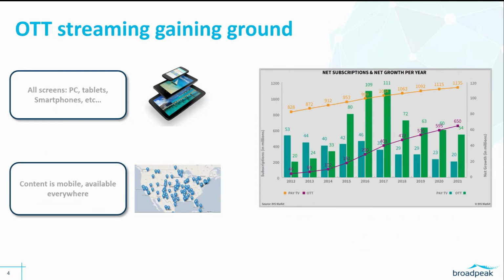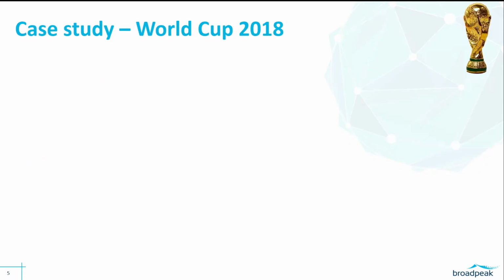A short view of the market around OTT streaming. Everybody knows that OTT streaming is gaining ground, and it's just the beginning. This is why we need to find new solutions to optimize this network, and we are trying to find together new solutions for how we can optimize ABR and live delivery for multi-screen devices all over the world. And the World Cup is very good.